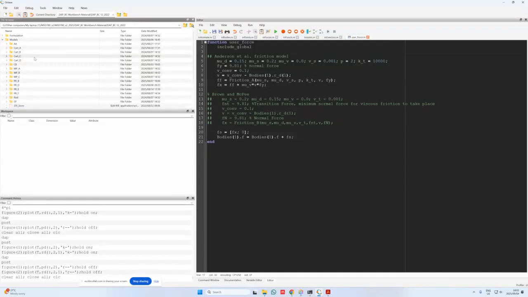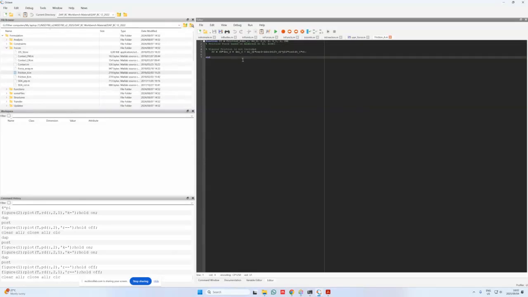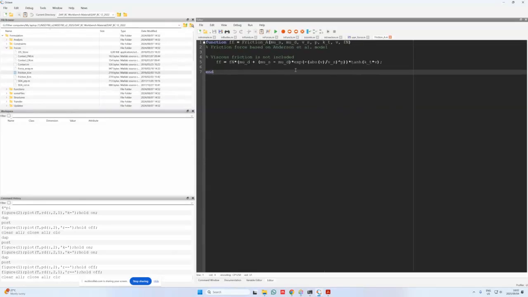To find this model, you can go to your workspace over here, go to the formulation, expand that, and you'll see there's a forces subfolder. If I expand that, you'll see I also have friction underscore A. If I double click on that, you can see what the function is that is being used. For the Anderson model, you'll notice that only this first part, only the Coulomb friction part, is given. So I still need to compensate for the viscous friction in the system.